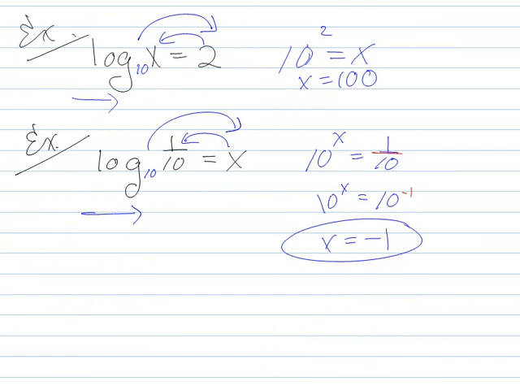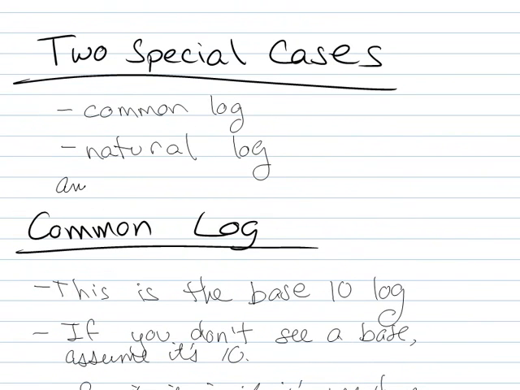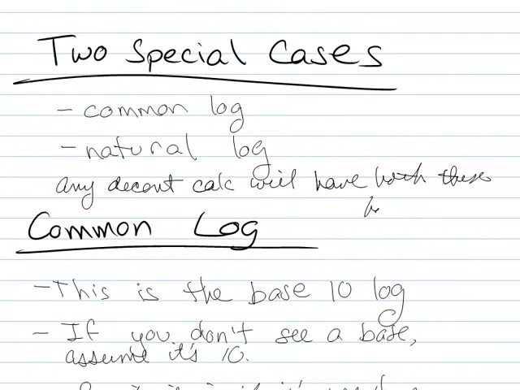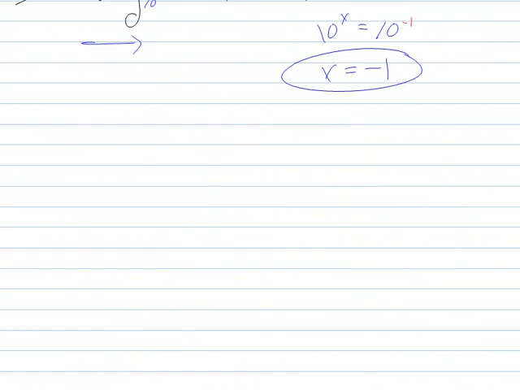Now the one thing that they can ask you to do: the nice thing about these two special cases is that any decent calculator will have both of these buttons. And usually the buttons are going to be log and ln, which we'll get into in just a second. So what they can actually ask you to do now is to solve problems on your calculator.